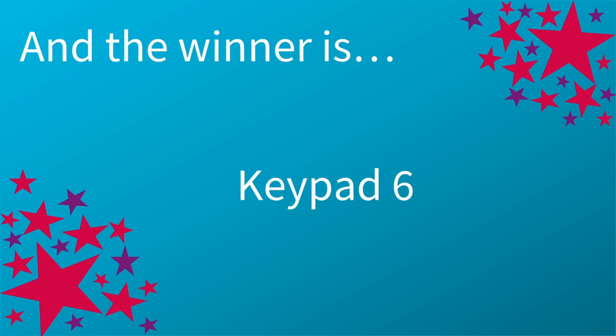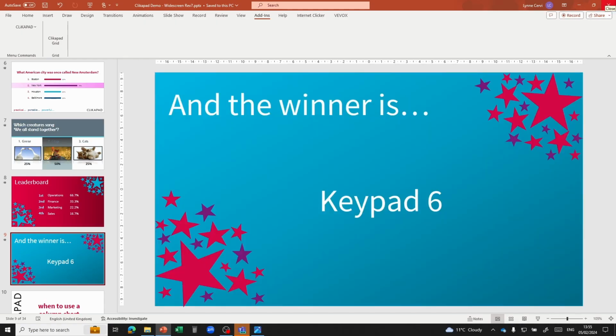We could show third, second and first if we wanted to. I've gone straight for just the winning keypad. In the event of a tie, that would take into account the speed of response. So if two people got 100% of the questions right, the one that answered them fastest would be the winner. So I'm just going to escape out again and show you how things look after you've voted.